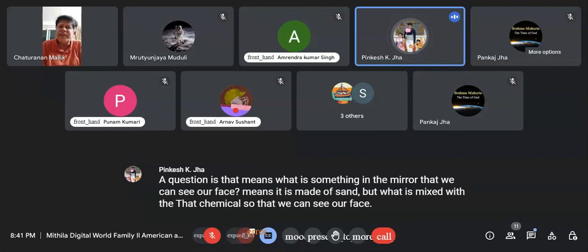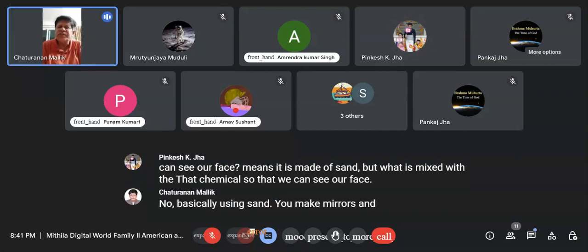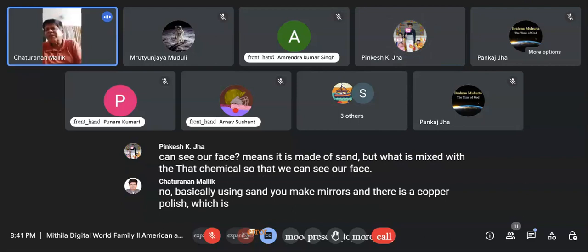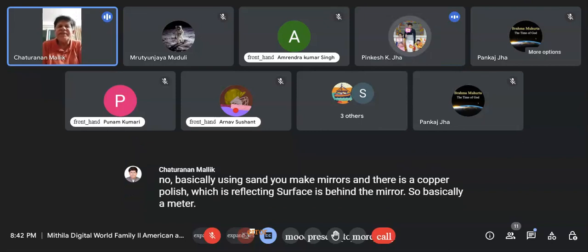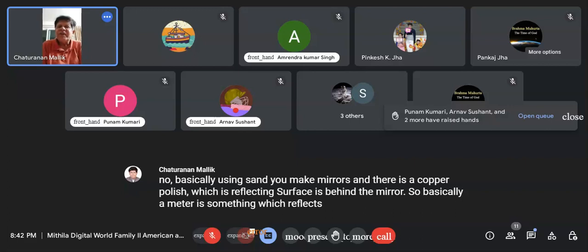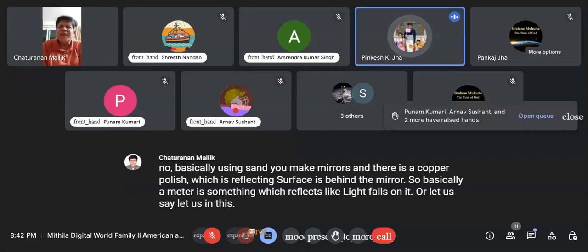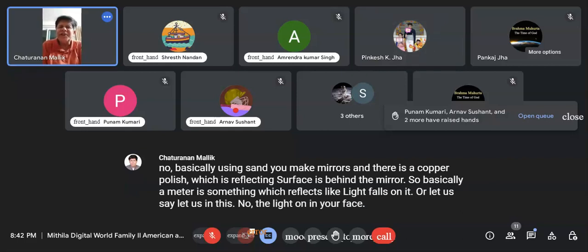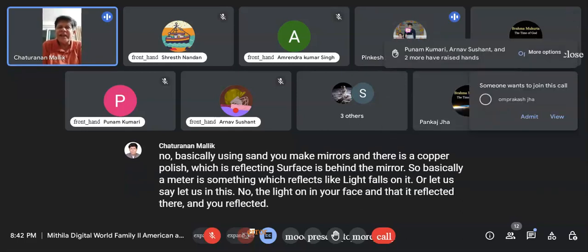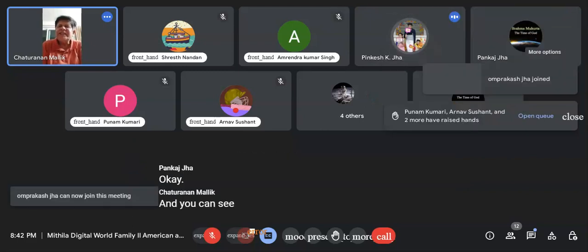Basically, using sand you make mirrors, and there is a copper polish, a reflecting surface, behind the mirror. A mirror is something which reflects light. Let us think in this way: light falls on your face and gets reflected from the mirror, and you can see your face. It is just a reflecting surface.